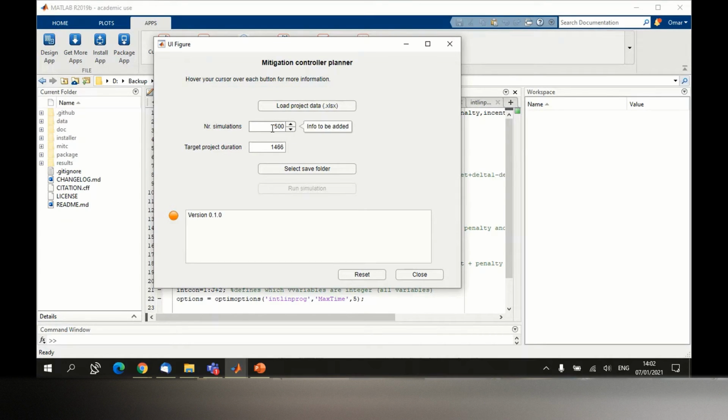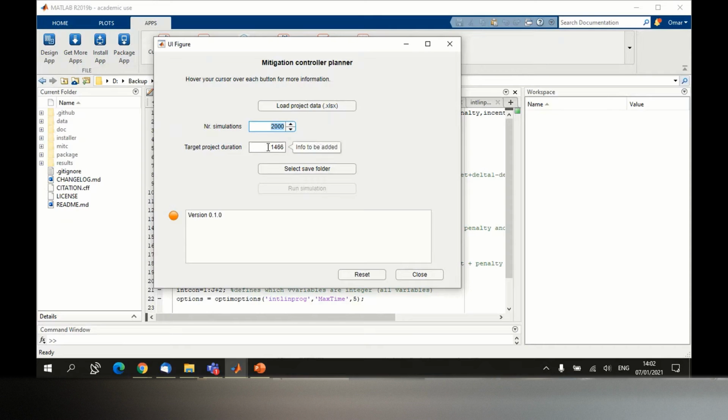The second one is the number of simulations, the number of iterations for your Monte Carlo simulation. Of course, the higher the number of iterations, the more accurate your results are going to be. My recommendation is to set it to 2000 as your minimum. If you've got the time, it doesn't take a lot of time anyway, but 2000 will be quite sufficient.